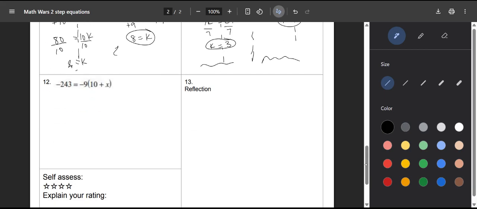Don't let those big numbers scare you. You can handle this. We've got negative 243 equals negative 9 times 10 plus x. So go ahead and either distribute or get rid of that negative 9 with your division. Pause the video here and come back and check your work when you're ready.